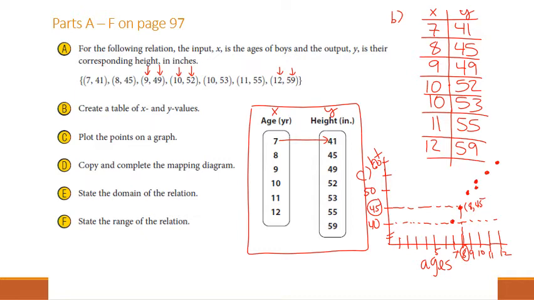8, when the kid's 8, 45. The kid who's 9 years old has a height of 49. Now we have two kids that are 10. One 10-year-old has a height of 52. The other 10-year-old has a height of 53. And then the kid who's 11 has a height of 55. And the kid who's 12 has a height of 59.